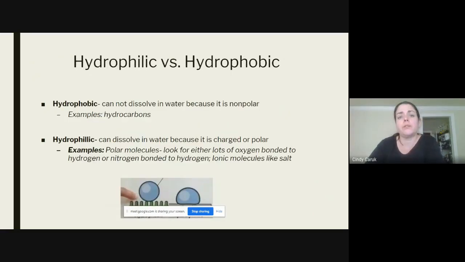They also have hydrophilic and hydrophobic. So hydrophobic, those are going to be your fats or lipids. So waxes, your steroid-based hormones, cholesterol, your triglycerides. And they can't dissolve in water because they're nonpolar. They have covalent bonds where the electrons are being shared equally. A lot of times these are hydrocarbons. Hydrophilic can dissolve in water because they're either charged or they're polar. So anything with an ionic bond or a polar covalent bond.